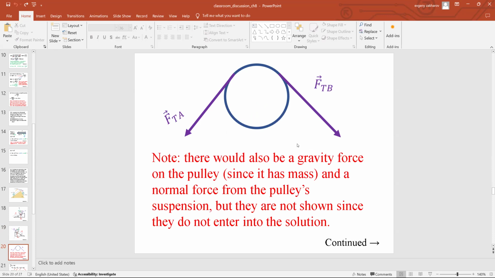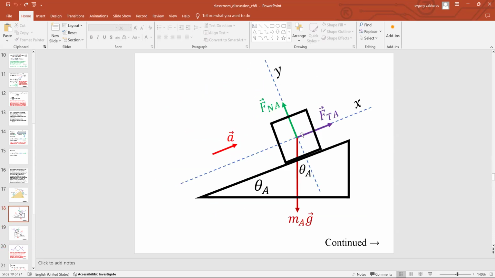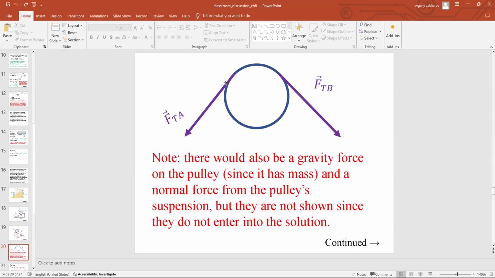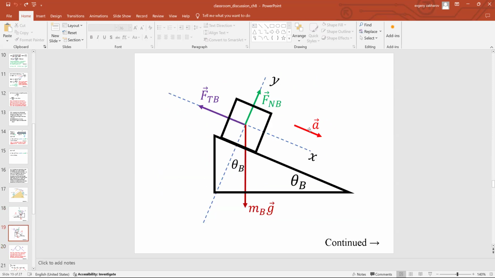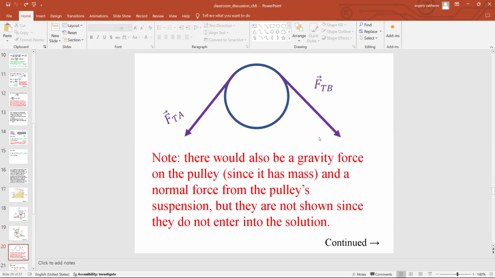And this is what we have for the pulley. We have action from block A, and this is the reaction from block A. We have action from block B, and this is the reaction for block B. So our pulley is under the influence of two forces, and this force creates what? Counterclockwise. F sub TA creates positive torque, and F sub TB causes clockwise rotation, so it's negative torque. So the net torque would be one take away the other. Be careful with the signs.